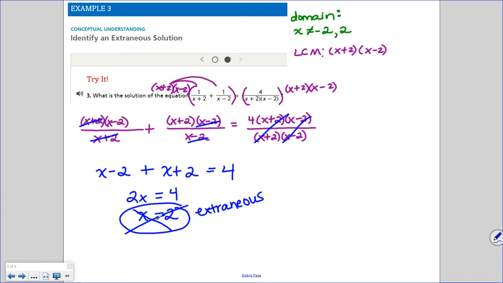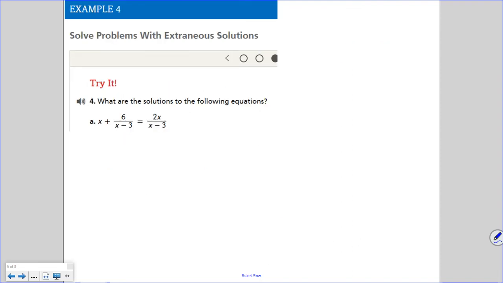So that means since x equals 2 is extraneous and there's no other x's to choose from, this problem has no solution. So I can either write no solution, or I can use this symbol for the empty set. That also means no solution. Now let's look at example 4.